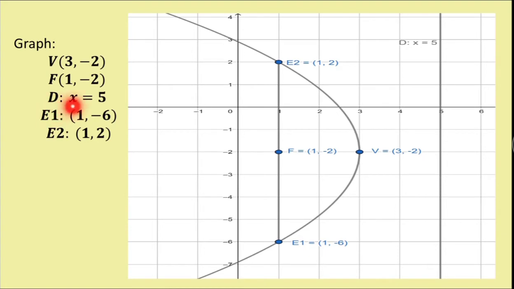Next is directrix, x equals 5. So x from the x-axis is 5. So draw a line here. So here is our directrix. Again, it is opposite of the focus. Next is endpoint 1 at (1, -6). So this is endpoint 1. And endpoint 2 is at (1, 2). So this is endpoint 2. So after plotting the points, we can sketch our graph from the vertex passing through endpoint 1 and endpoint 2. And then we have a graph, a parabola opening to the left.